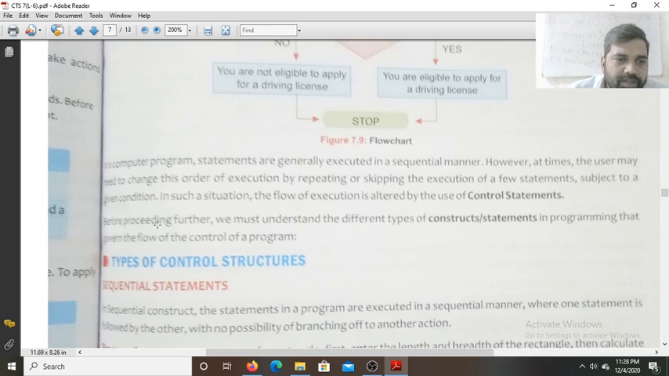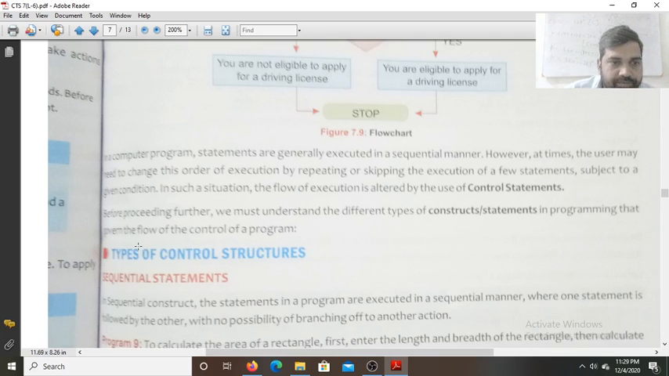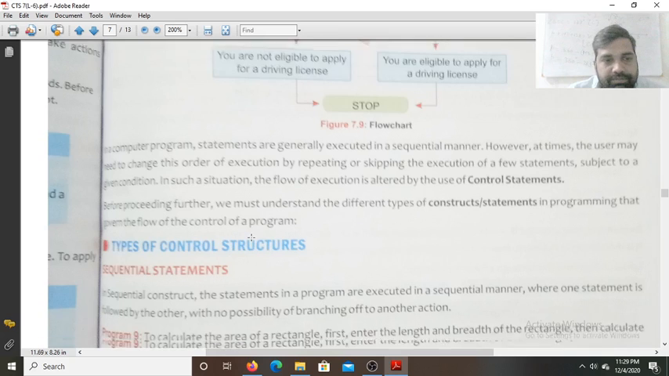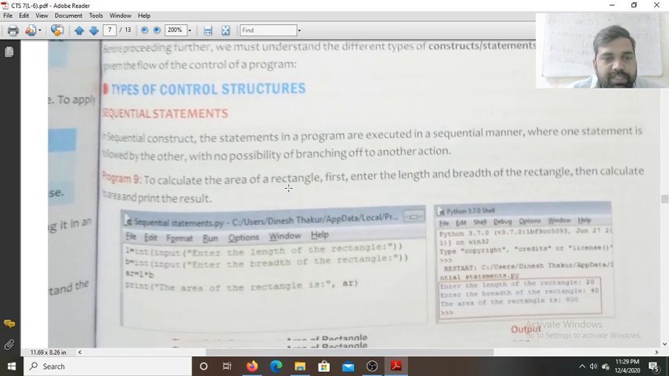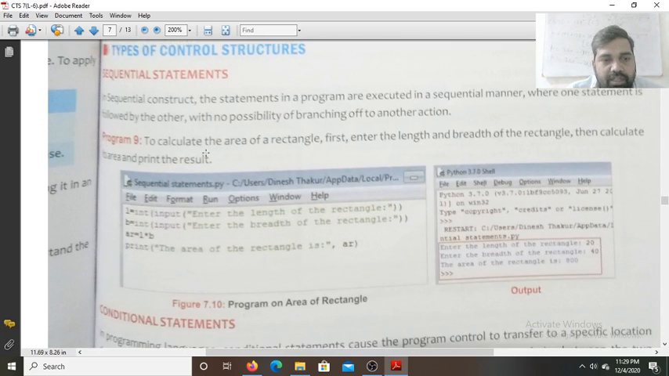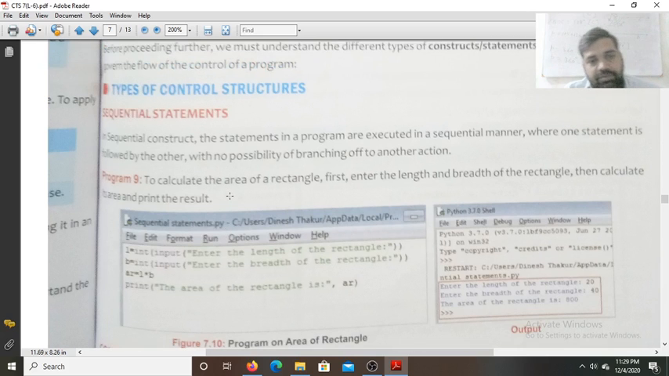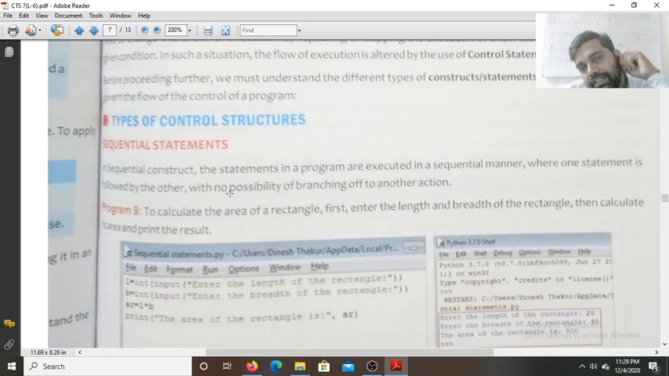Before proceeding further, we must understand the different types of control statements in programming that govern the flow of control of a program. About the types of control structures, there are different types of statements: sequential statements, many statements, or conditional statements. All that we will study in the next class.